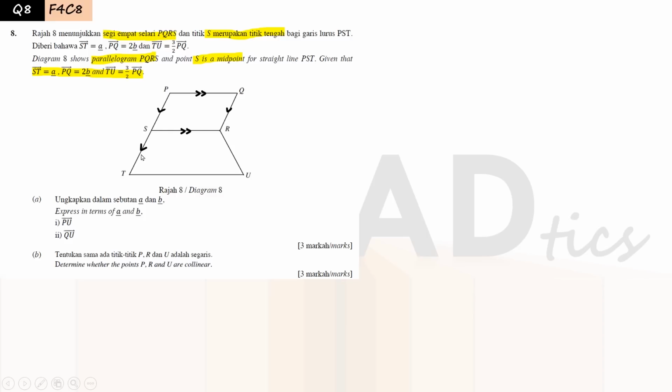Okay, so it means their vectors could be the same as well. So now they give us the vector of ST, so these two vectors would be A as well. And they also gave us the vector PQ, so since this is 2B, here is also 2B. And then they also gave us a ratio, so I'm going to move this PQ to the other side. So now I can clearly compare. So TU is 3 parts, PQ is 2 parts. So if 2 parts is 2B, then 1 part is B, so 3 parts is 3B. Okay, so the vector of TU would be 3B.